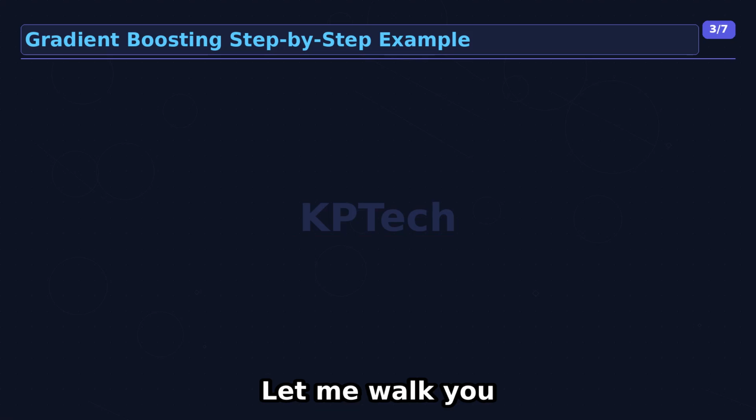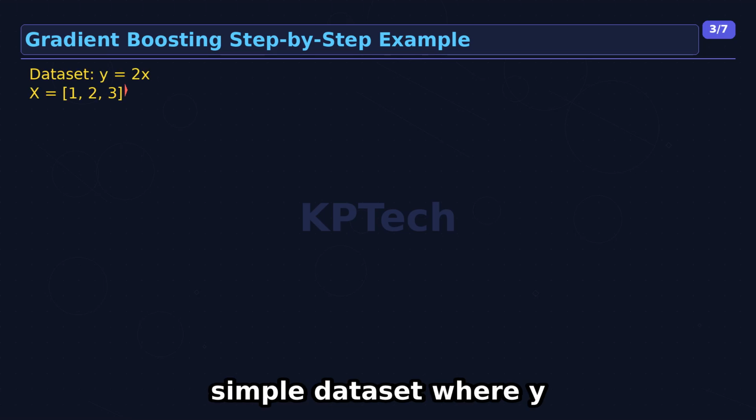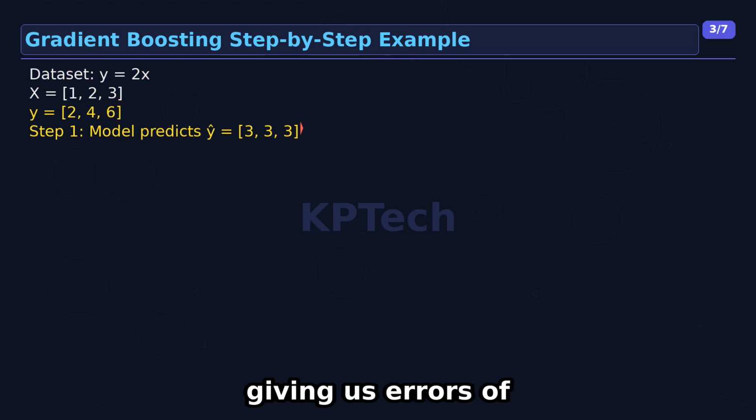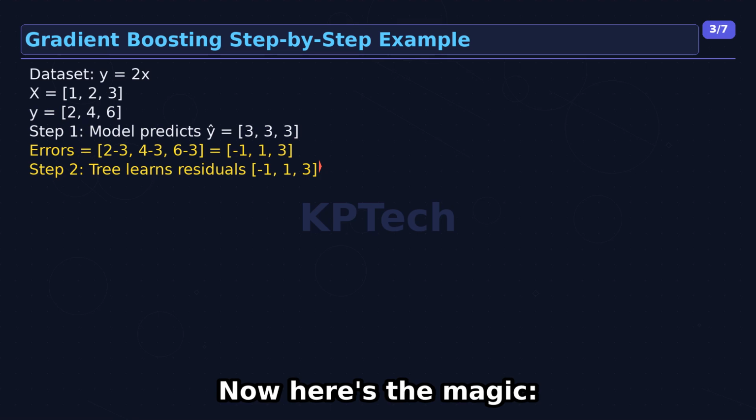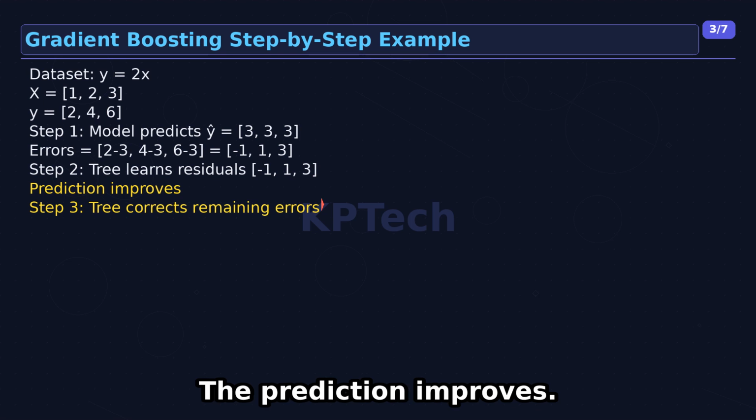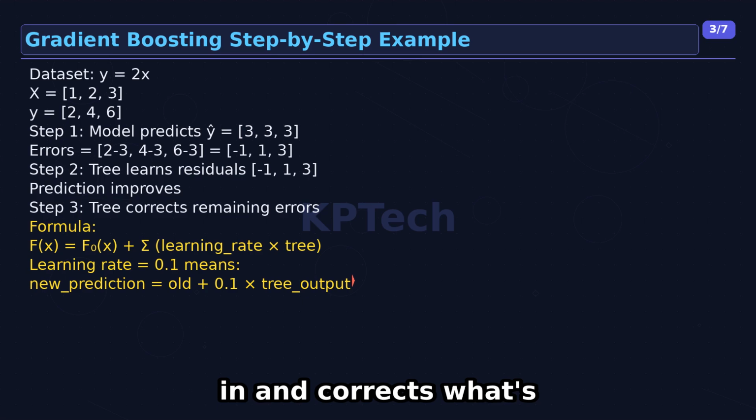Let me walk you through a concrete example. Imagine we have a simple dataset where y equals 2x. Our first model naively predicts 3 for everything, giving us errors of -1, +1, and +3. Now here's the magic: the second tree doesn't predict y, it predicts these residual errors. The prediction improves. A third tree comes in and corrects what's left.